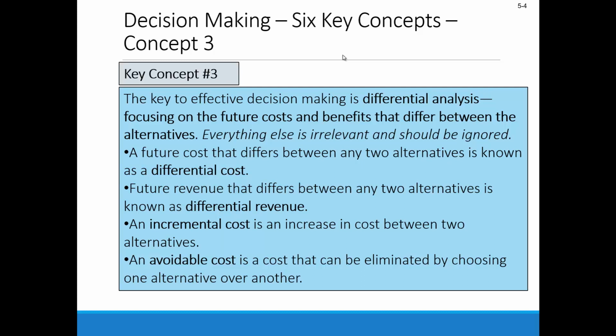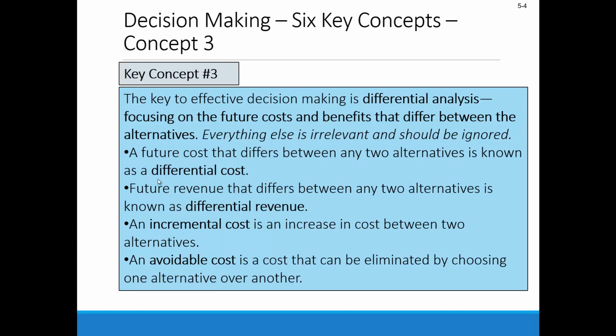So relevance for us is really going to hinge around this idea of differential future costs and benefits. If things are different between the alternatives we're considering, then we'll consider it relevant. If they're not different, if they're the same across two or more of the alternatives, then we'll consider them irrelevant and say that we should ignore them. So a few more terms for us to consider.